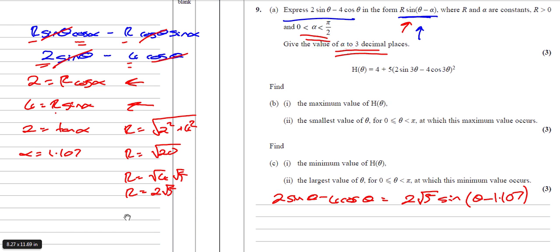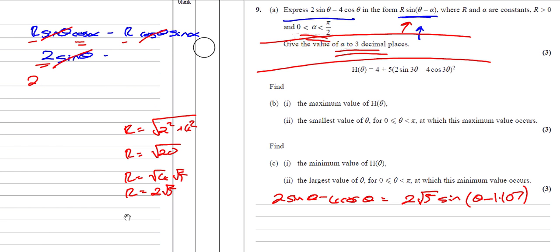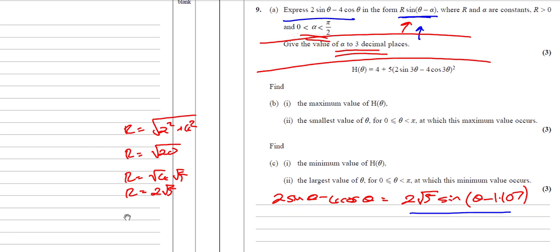So that's part A. Part B: we've got h, which is this. Find the maximum value of h. Now usually the maximum is just this value of r here, and the minimum is the negative version. However, it is a little bit different this time, because we're not looking at just this thing here. We're looking at that within a function.